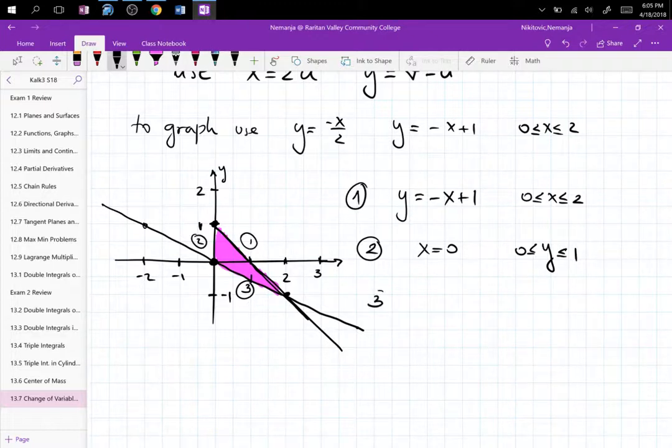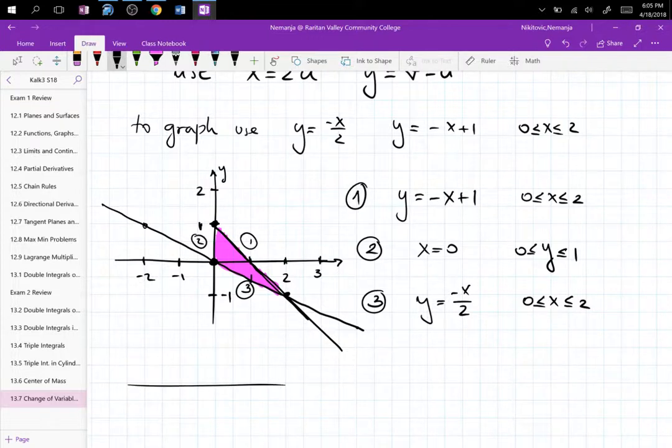And number 3 is the other line, which is y equals negative x over 2, and x is stuck between 0 and 2 again. I have a question for number 2. X equals 0, so that's the y-axis. Why we chose x instead of y? Because y functions are horizontal lines.